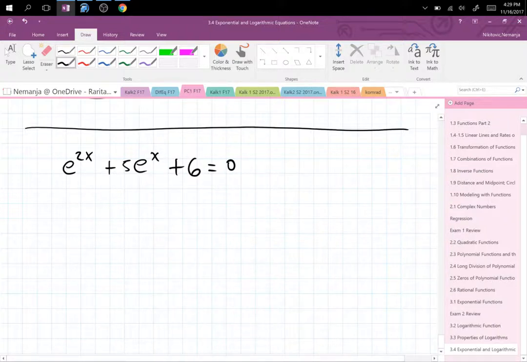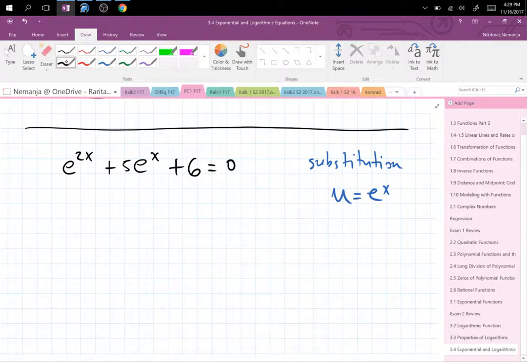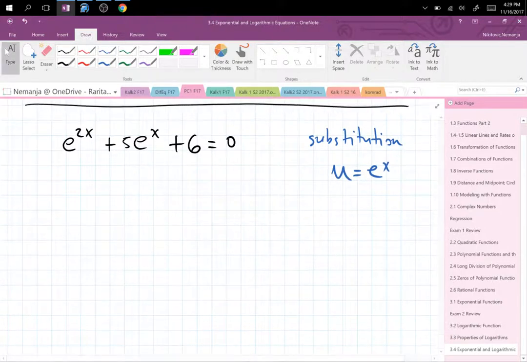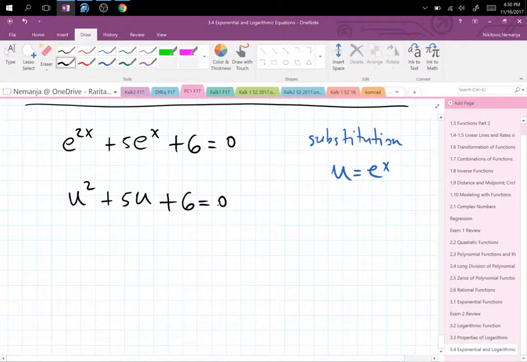I hope you see that this looks like x squared plus 5x plus 6, right? Except it has this e to the x everywhere. So what we do is we make a substitution. u equals e to the x. And once you have the substitution u equals e to the x, this problem becomes u squared plus 5u plus 6 equals 0. So each e to the x became u.